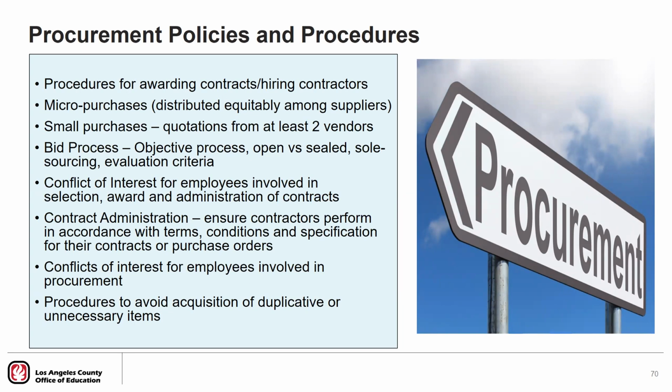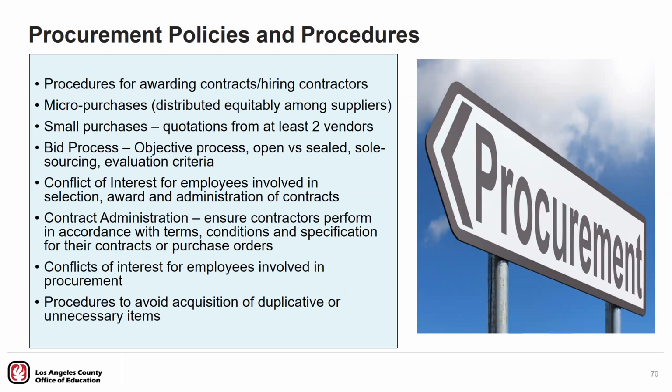Small purchases, quotations from at least 2 vendors. Who does this work and how is it done? How is it documented? Bid process. The objective process, open versus sealed. Are you getting quotes? How do you select? If the vendor is a sole source, that's the only person you can get that specific service or product from, how is that determined? Are you documenting that? Is there an evaluation criteria for bids? And are decisions made by more than one person or one person, and how is that person selected?